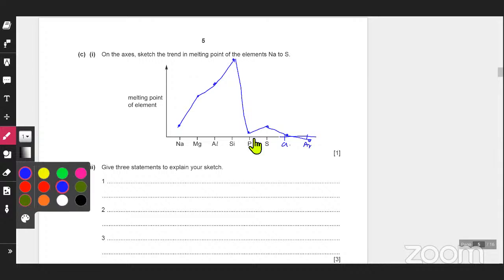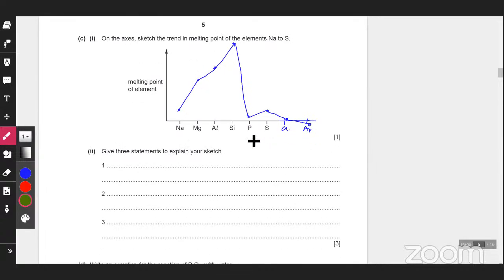So what's the reason? We have to explain the sketch. I'm going to check the marking scheme as well. What 3 points is he looking for specifically? We're going to talk about silicon first. Why does it have such a large melting point? The reason for that is that it's a giant covalent structure. It's exactly like diamond.